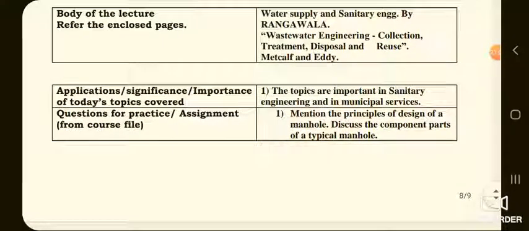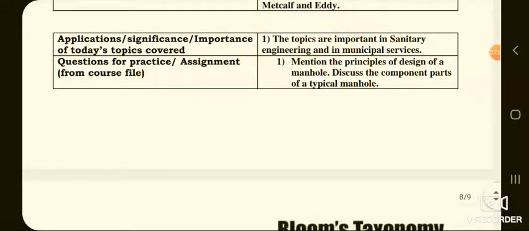What are the applications of these topics? Students, these topics are very important in sanitary engineering and also in municipal services.